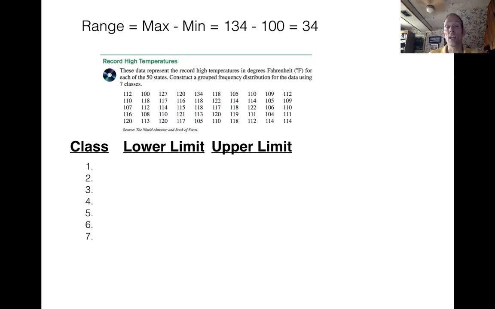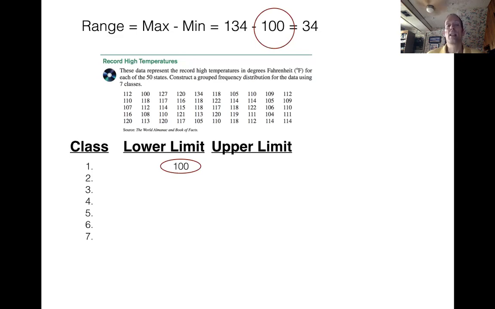Remember, the different classes essentially correspond to the different buckets that we're going to have for the data set. We're going to be counting up how many temperatures fall in each bucket or each class. So to get the lower limit, I'm going to put in the minimum number in the data set. And I can get that right off of my range formula. That's going to be 100.